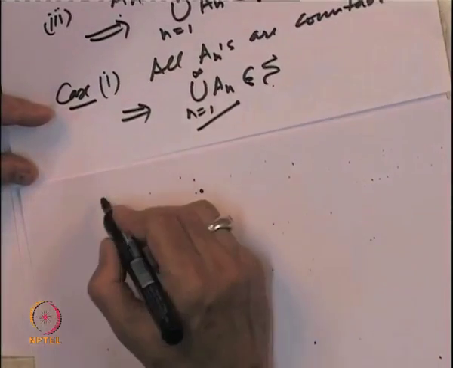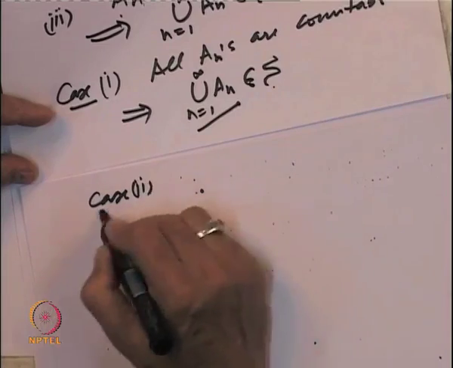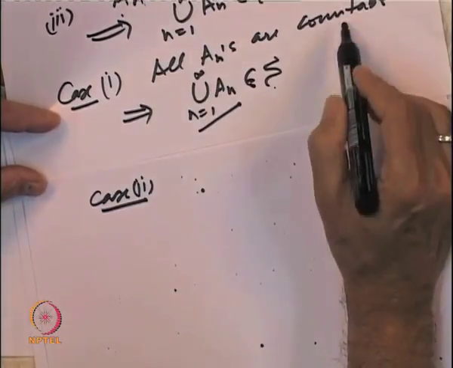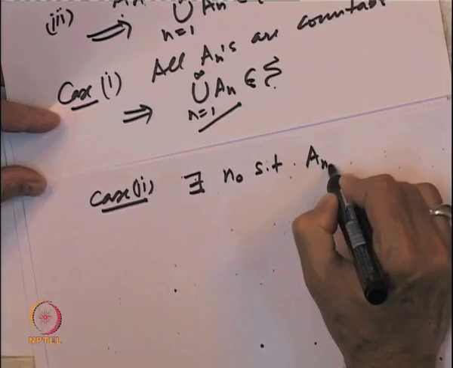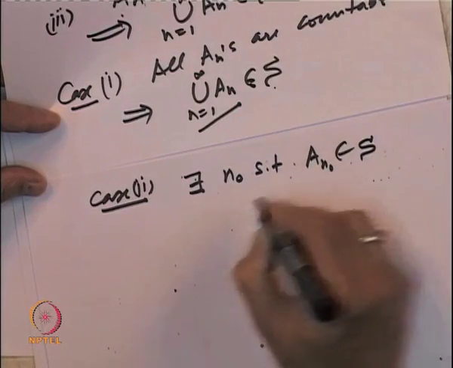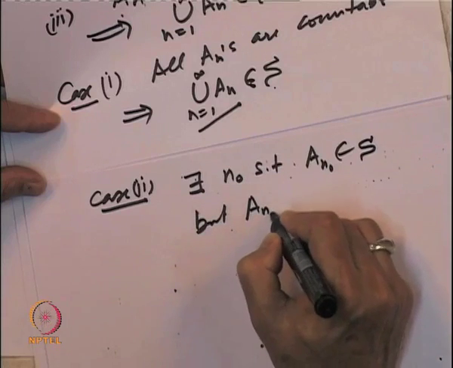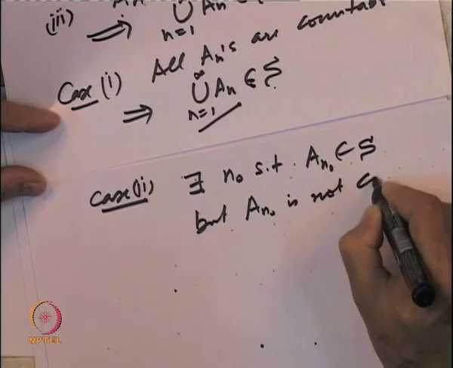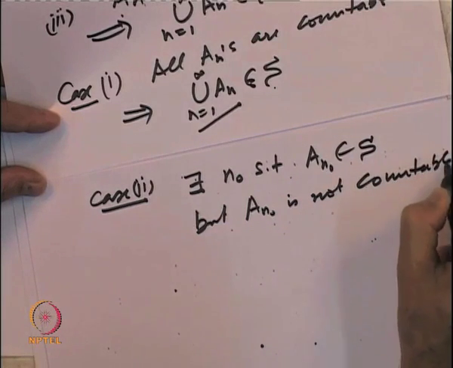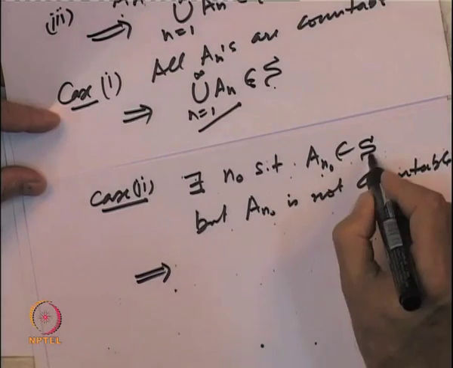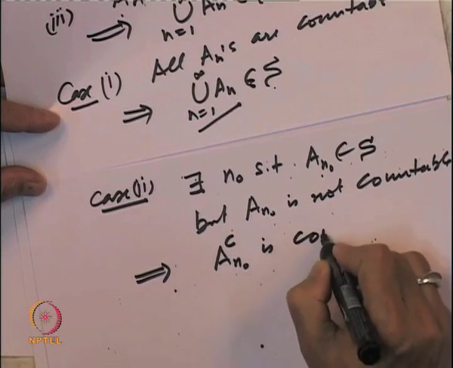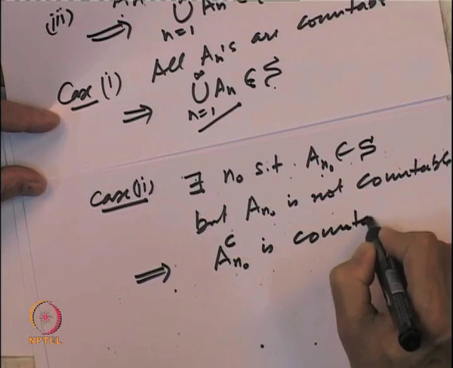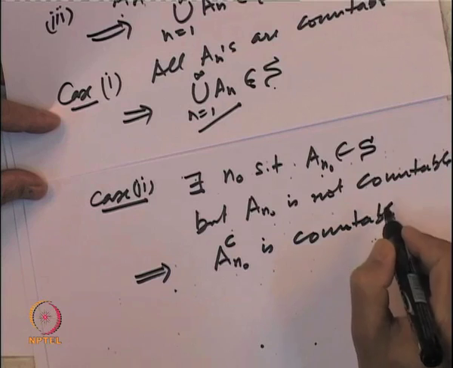Let us look at the second possibility, the second case. So what is the possibility? Not all A n's are countable, that means there exists some n naught such that A n naught belongs to S, but A n naught is not countable. So, that means what? A n naught belongs to S, not countable, that means A n naught complement is countable, right, by the very definition of S.